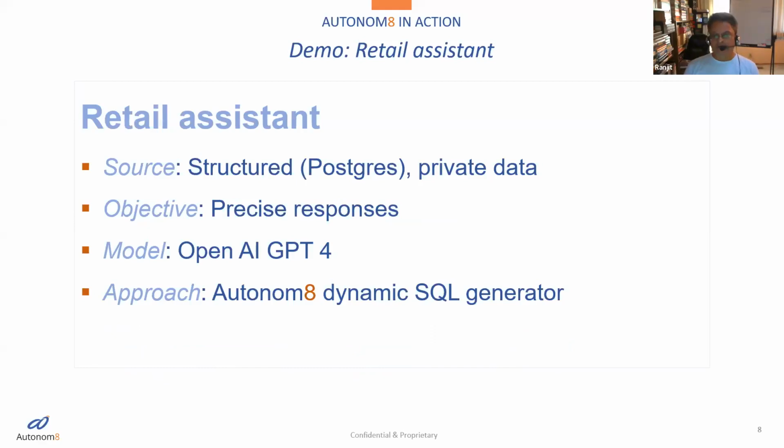The second demo I'm going to show you is a retail assistant. In this case, the data source is structured and it is stored in a Postgres database, in case you care about that. It's basically a retail database with dummy data, and the objective of this chatbot is to provide precise responses to any customer who comes and asks questions about the orders that they have placed.